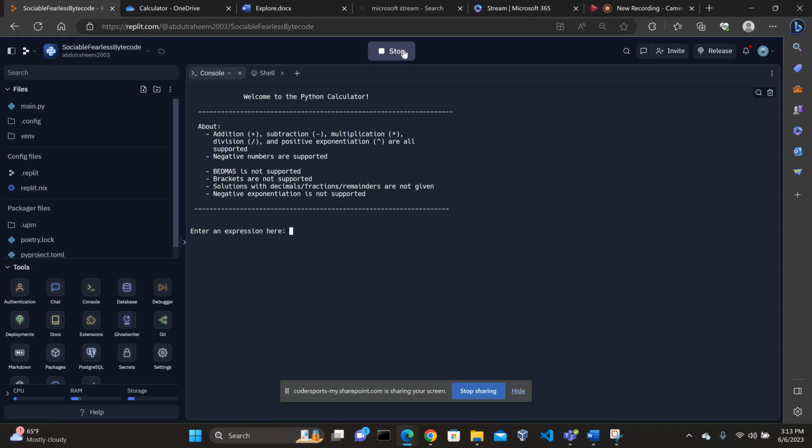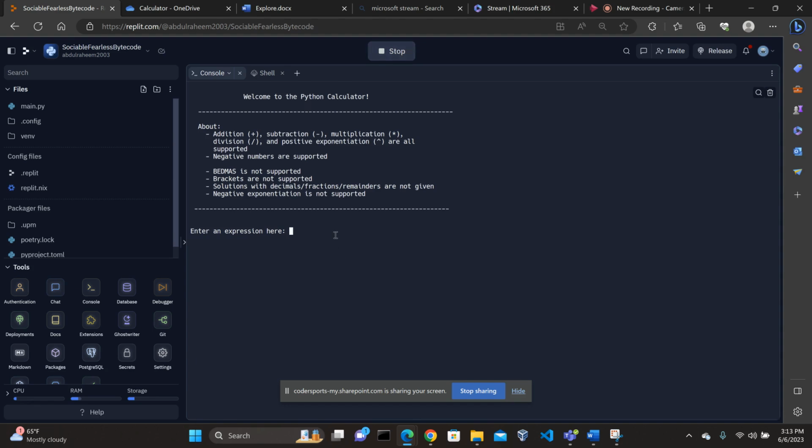the calculator. And it gives us a little information about the calculator, stuff like our calculator can do addition, subtraction, multiplication, and division. Negative numbers are also supported in the calculator that you guys will be building. Bad math will not be supported. Brackets will not be supported. Solutions with decimals, fractions, and remainders are also not given in the calculator, and there will also be no negative exponentiation supported in this calculator.